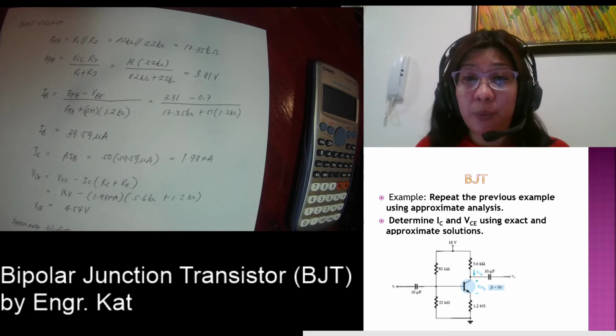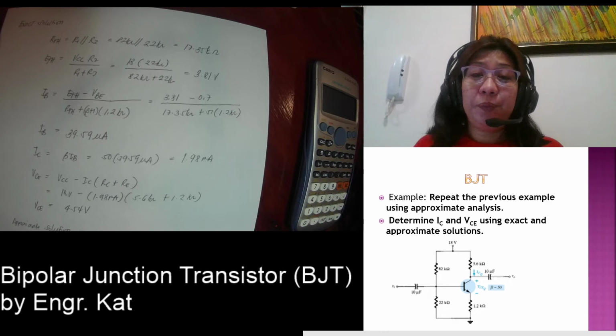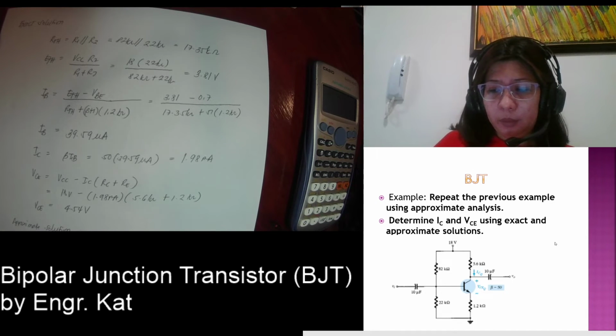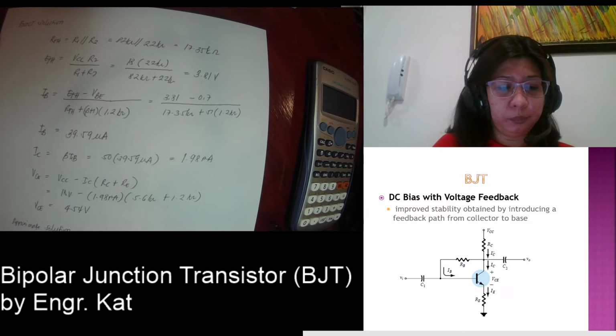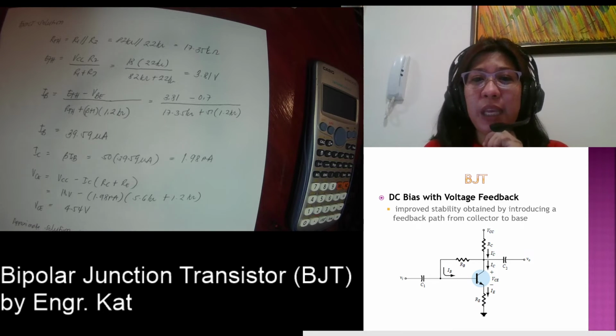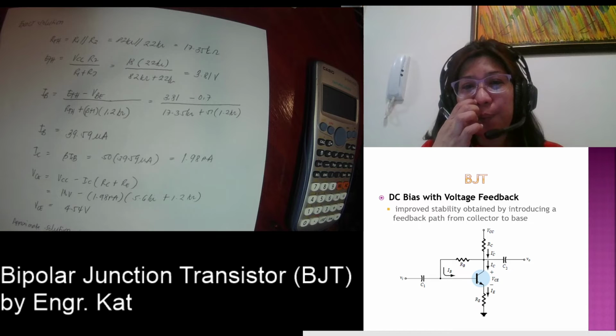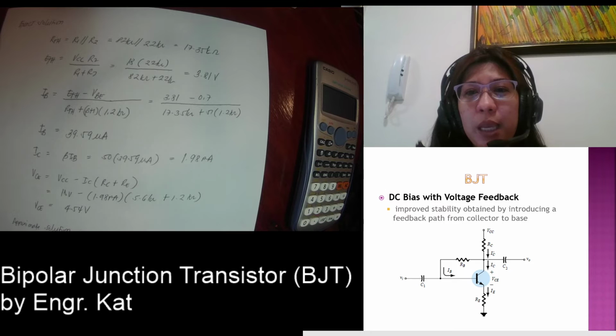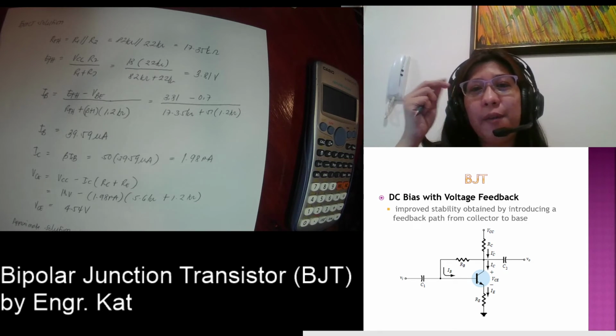So we have another one, although voltage divider is said to be the most stable circuit, but we still have another one, which is the DC bias with voltage feedback. Okay, so the improved stability using the DC bias with voltage feedback is obtained by introducing a feedback path from the collector to base. So what do we mean by a feedback path?